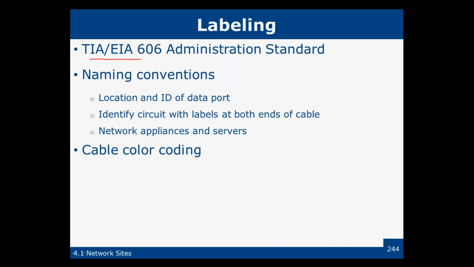The labeling, the administration standard and naming conventions for the location ID and the data port, the identity of the circuit with labels at both ends, network appliances and servers, and then the color coding is one of the things that's recommended. That's not a requirement, but you really do need to label these wires. I can't emphasize that enough because it's going to take so much time to find. If you don't have it, particularly even on a small network, it's going to take a long time to find a wire.